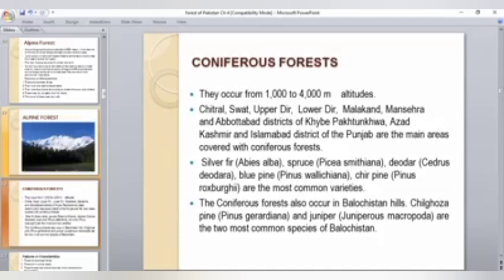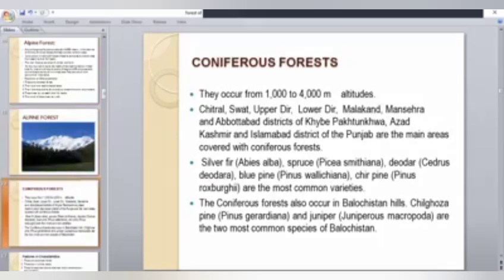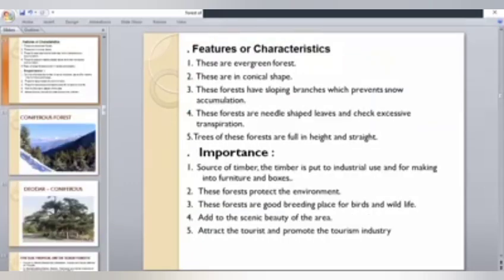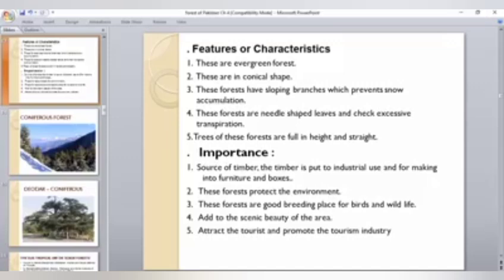The coniferous forests also occur in Balochistan hills. Chilgoza pine and juniper are the two most common species of Balochistan. Features or characteristics of coniferous forests. They are evergreen forests. These are in conical shape. These forests have sloping branches which prevent snow accumulation. These forests have needle-shaped leaves to check excessive transpiration.